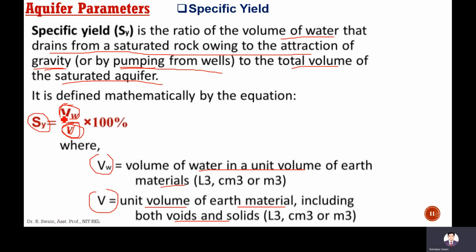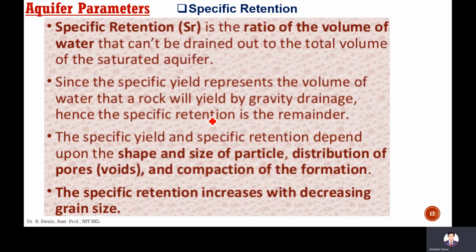This is the volume of water that can be extracted, meaning all the water that can be extracted from the aquifer. That should be pointed here. The volume of water that can be extracted is what is included in the specific yield. The volume of water that cannot be extracted is called specific retention.